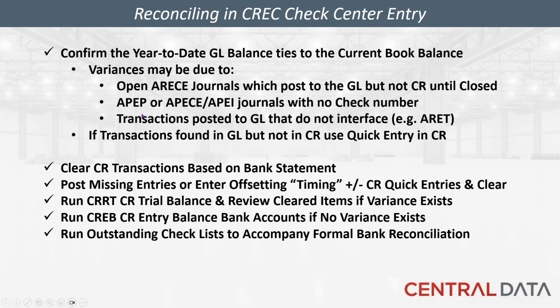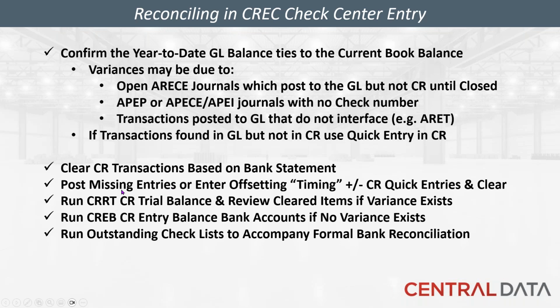If there are no open journals from cash receipt entry, and there's no AP module stuff with no bank or no check number, because with AP, I can cut the checks, AP EP runs, it creates the GL entry, but it doesn't get recorded in the CR module until print check is done and the check number is assigned. Or if I have any of those manual transactions from GL or ARET like we talked about that don't interface to check rec, I want to research those just to make sure I can have confidence in what's in my check center. I'm going to clear my transactions. I'm going to post any missing entries that I need to with that quick entry, making sure first that it is in the GL.